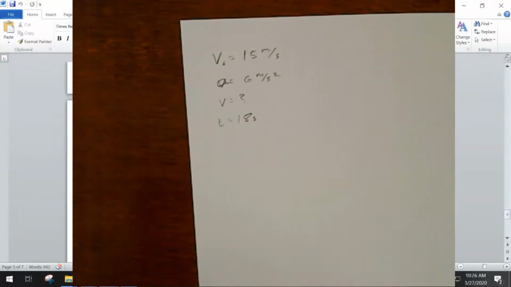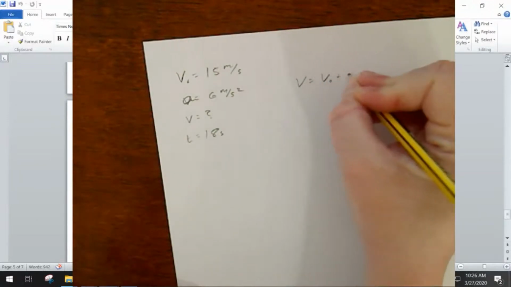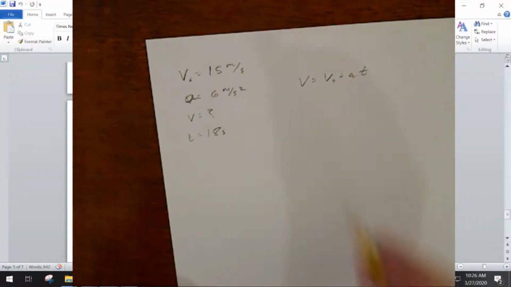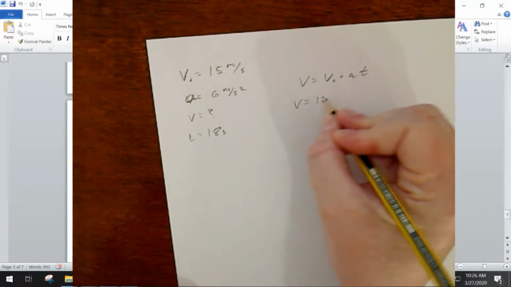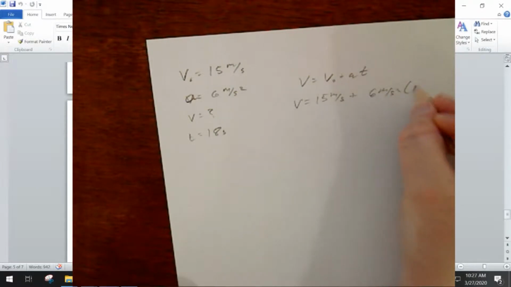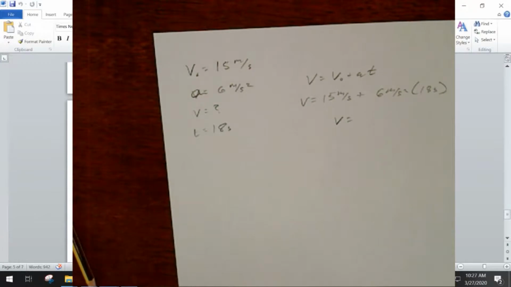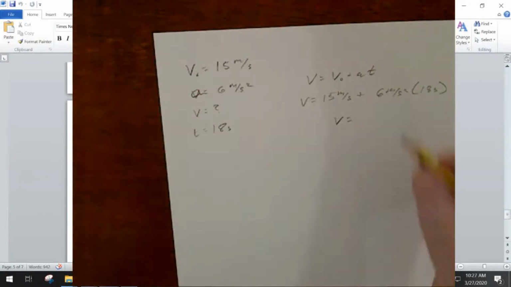Well, you look through all three of your kinematic equations, right? It's almost like a recipe, right? You can only use that recipe if you've got all of the ingredients necessary for it. So the only equation we've got enough info for is that first one, right? Where v equals v naught plus at. So final speed is equal to 15 meters per second plus 6 meters per second squared times 18 seconds. So your final speed is, calculator, 6 times 18 plus 15 is 123 meters per second.